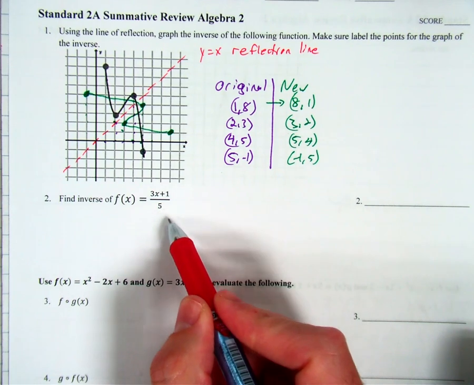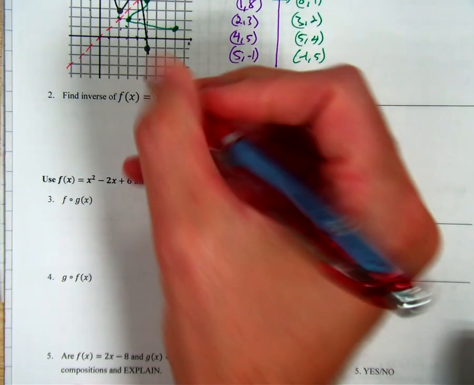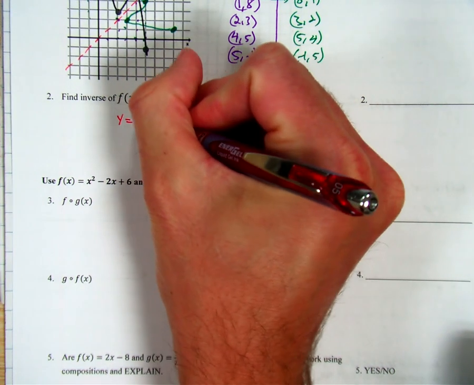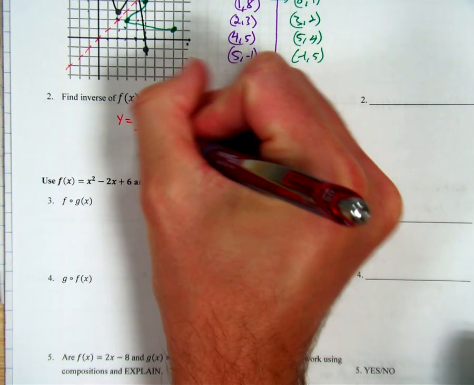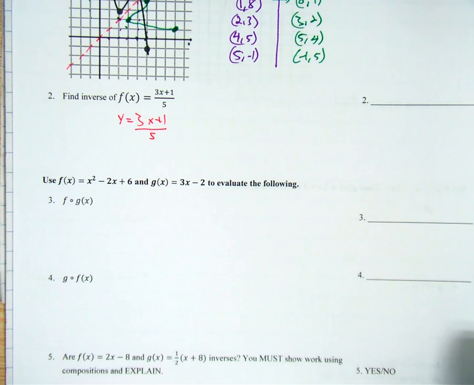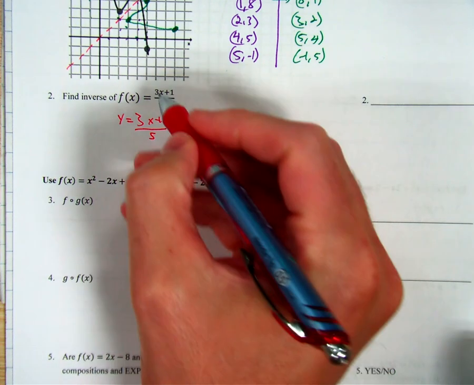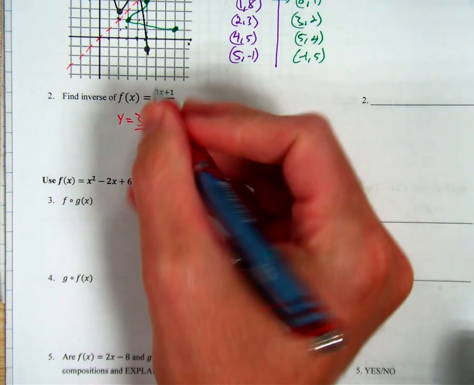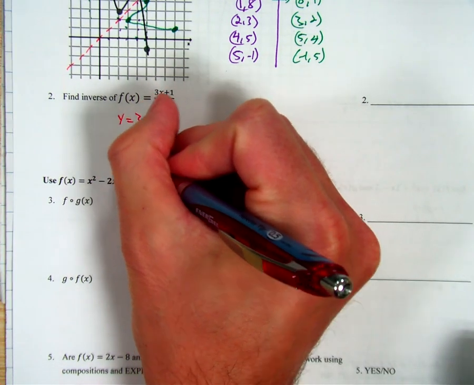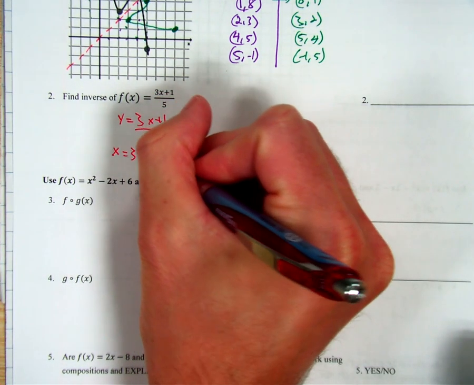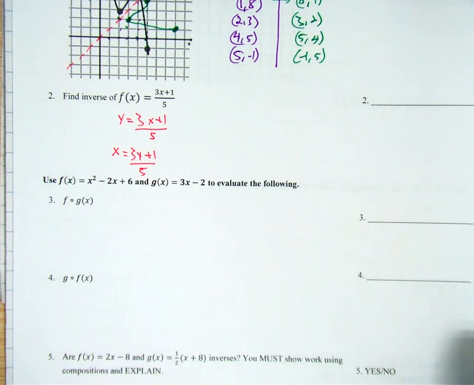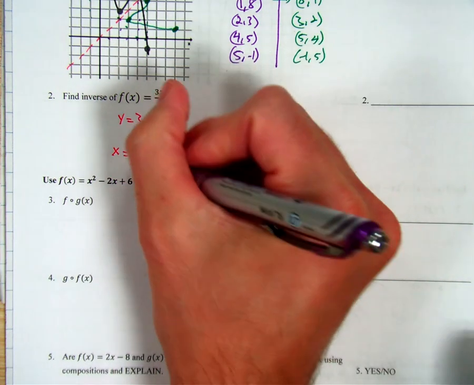Finding the inverse. Step 1, f of x switches to y equals. Step 2, we flip-flop x and y. Just like we did up here, we flip-flopped x and y. Here we're going to flip-flop x and y. x equals (3y plus 1) over 5. Now we start the process of getting that y by itself.